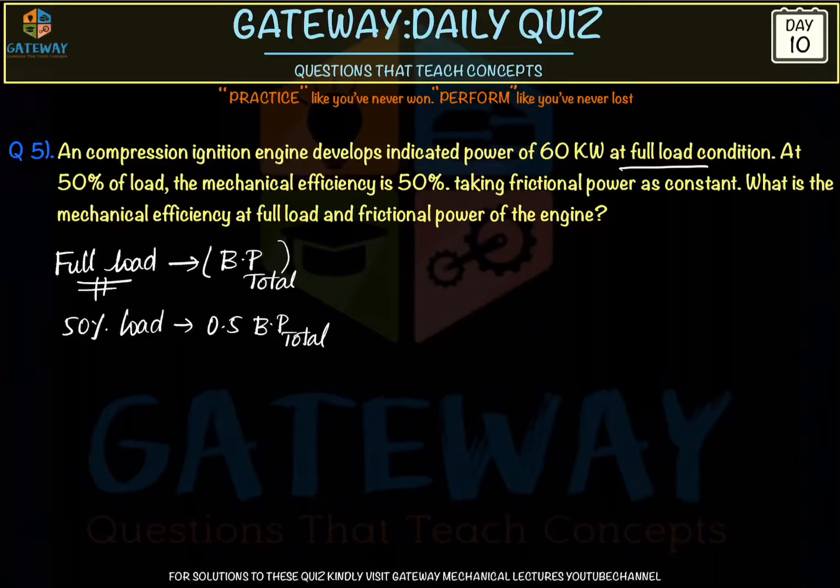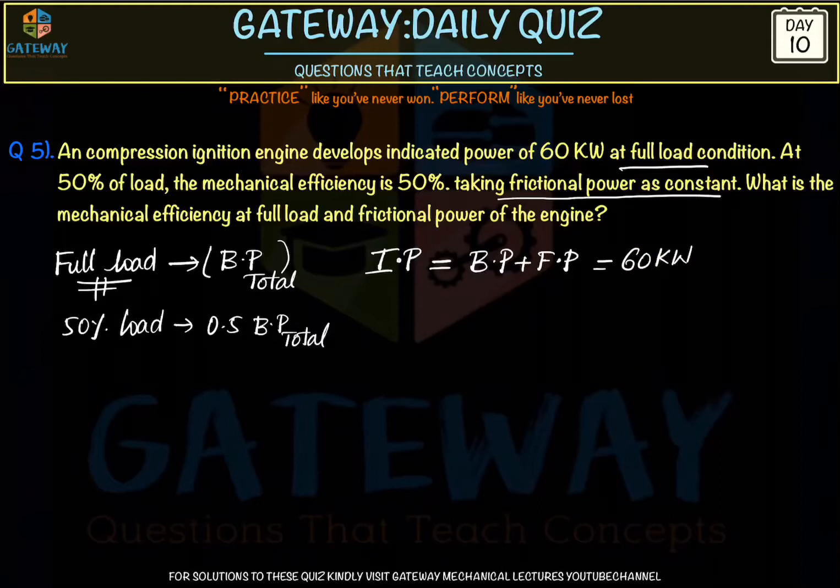The compression ignition engine develops indicated power of 60 kilowatt at full load condition. At 50% load, the mechanical efficiency was given as 50%. Initially the indicated power at 100% is given, so I will not mention any percentage. If it is full load, we need to take 100% load, then we need to take BP. So IP is equal to BP plus FP. And also in the question, one more important statement is frictional power to be constant. Frictional power remains constant, and this will be equal to 60 kilowatt. Keep this aside as equation 1.